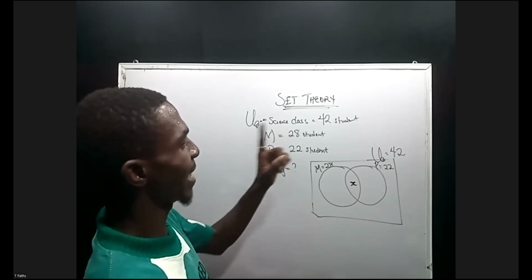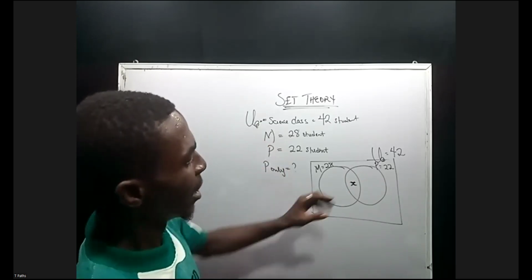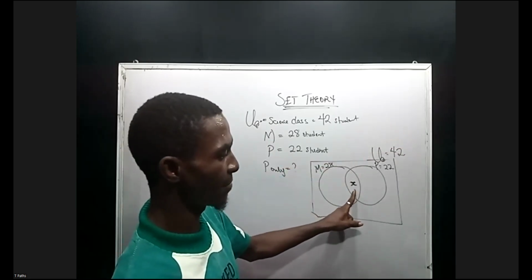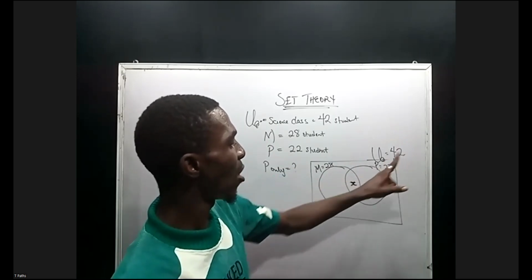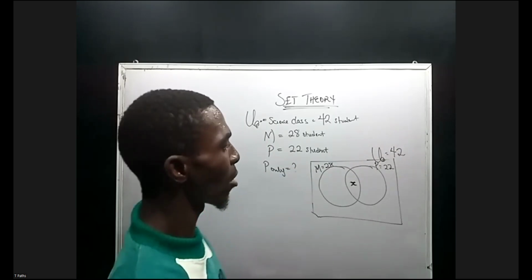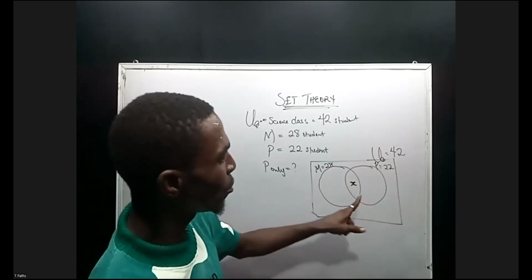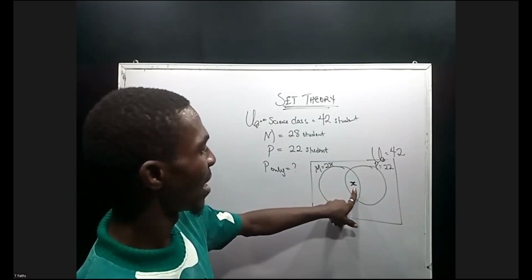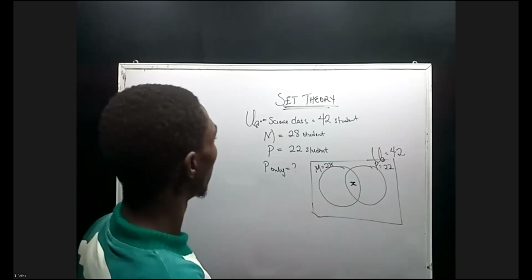Before you solve a set question, you need two things. You need the universal set or the intersection of sets. Without these two things, your set is not complete. That is why I introduced an unknown value X into this expression here. Is that clear?